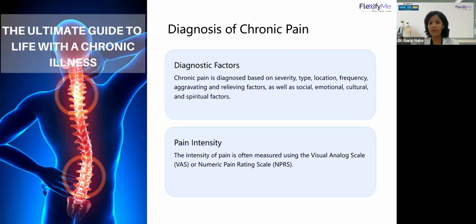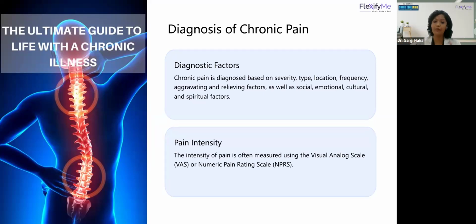Again, is it a very sharp shooting pain? That indicates more towards nerve pain. Is it a very dull, diffused, spread-out pain all over your body? Then it can be something related to your muscular areas, something related to pyrexia also.